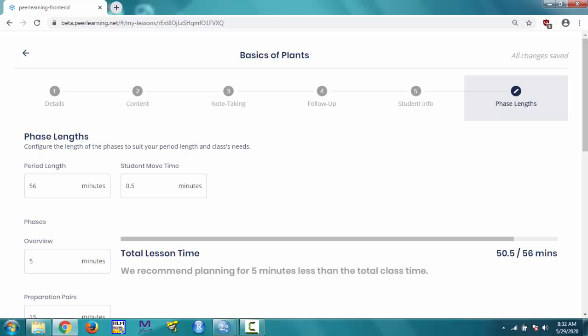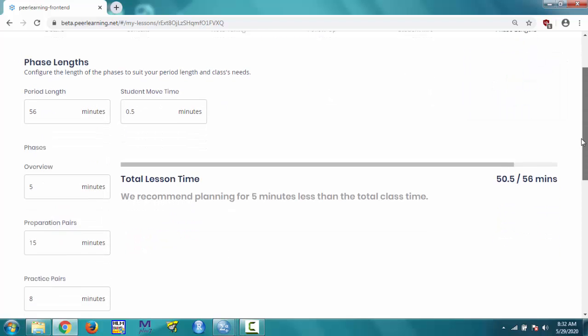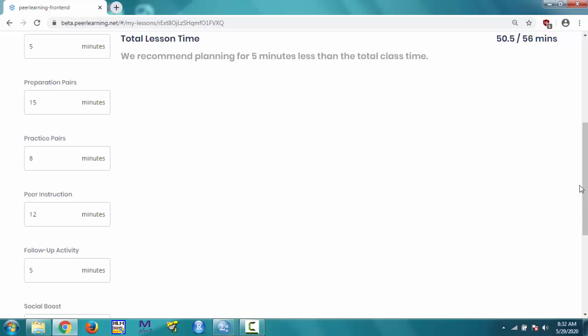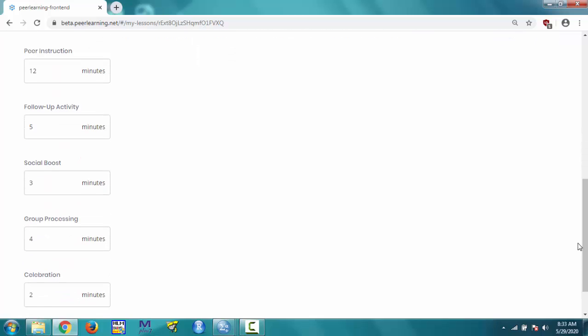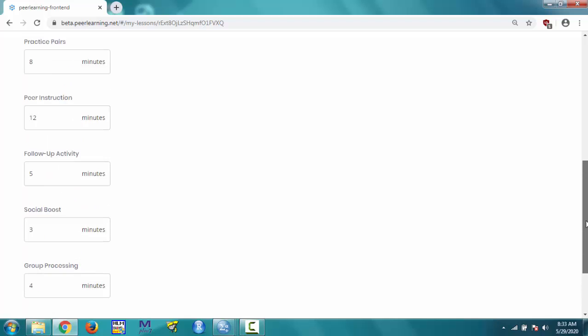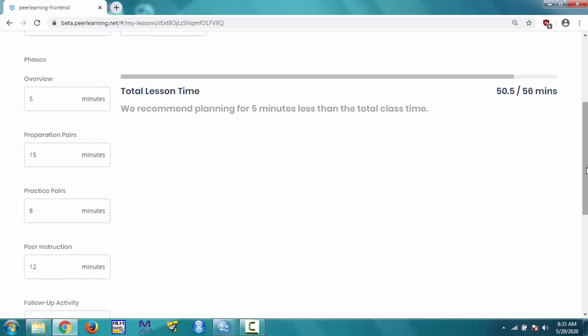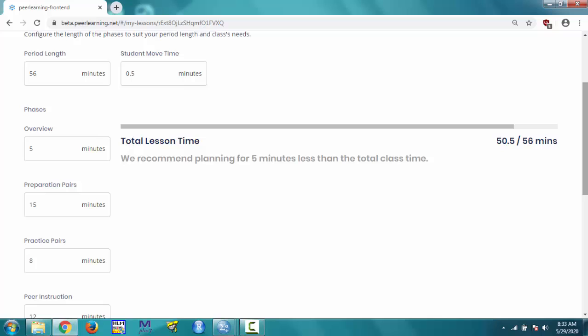Finally, we can define the length of each phase of our lesson. In this case, the jigsaw lesson follows a specific set of steps, whereby students prepare in groups to teach, they practice, then they do their peer instruction, then they have follow-up activity, and then they have some post-lesson processing. A teacher can set the recommended class length and then can set the amount of time that is required for each step of this lesson.